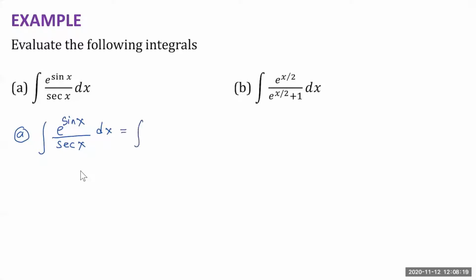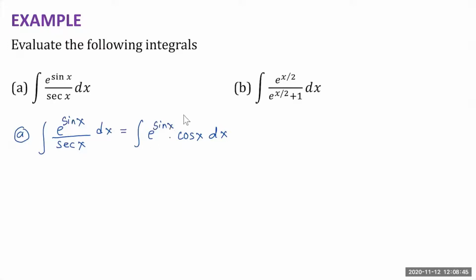I can rewrite this and make it a little nicer. I can rewrite it like this: e raised to sine x. I have secant x in the denominator. That means it is 1 over secant, the reciprocal of secant, which is the same as cosine x dx. Now, if you examine this integral, you'll see that you have e raised to sine x.